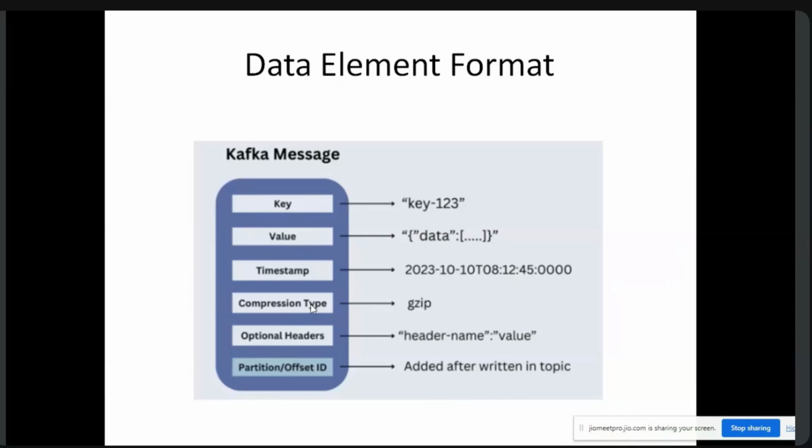Then the third one is compression type. Before sending the data, sometimes we compress it also. So it's up to the producer whether you compress it or not. Suppose the data is very big, it is always good if you can compress it, if possible. If not, that is also fine, but it is optional.